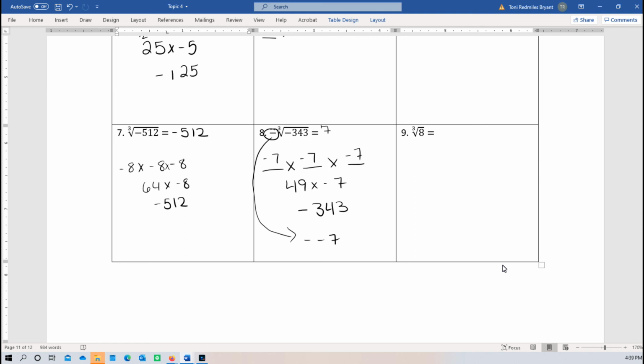All right, last one's pretty straightforward. 3 things that multiply together to give you 8, that's 2. 2 times 2 is 4, times 2 more is 8. All right, ooh, I saw a problem. This is not 512. This is negative 8. Negative 8 three times. Negative 8 is the base, so it's actually negative 8.